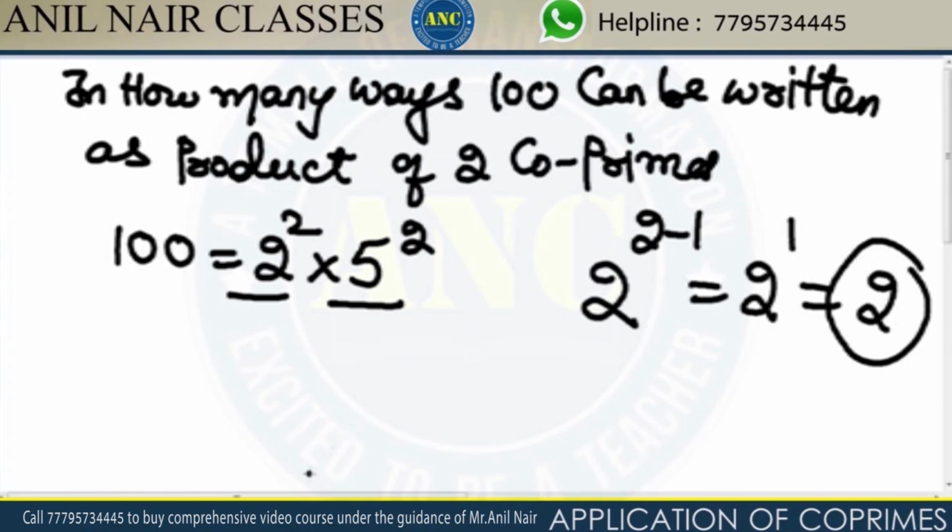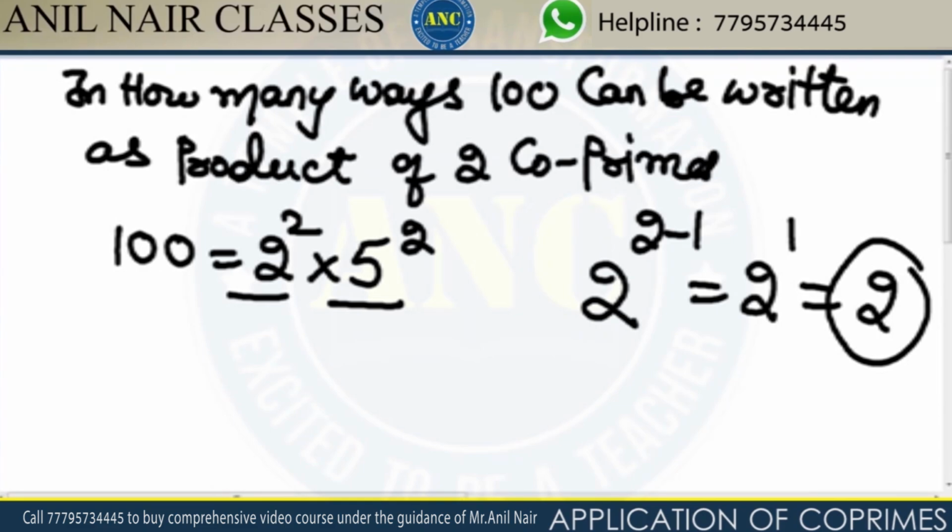This is for you, Ritesh. You asked this doubt. In how many ways can 100 be written as a product of two coprimes? First, write the number as a power of prime bases. 2 square into 5 square. Number of prime bases are 2. 2 power 2 minus 1, 2 power 1. Gaurav, just check where you went wrong. 2 power 1 is 2.